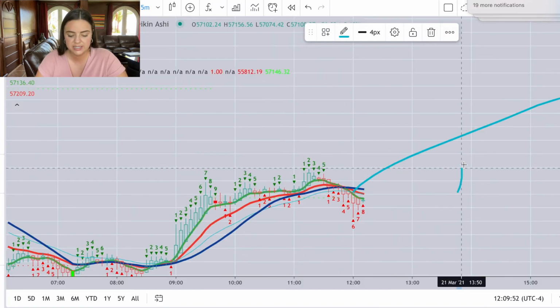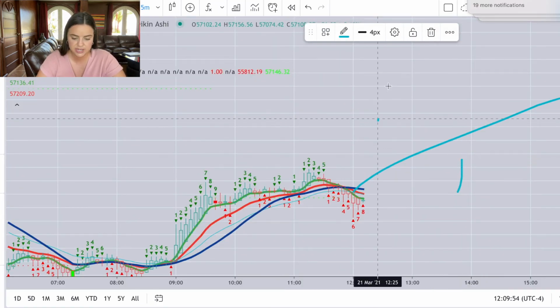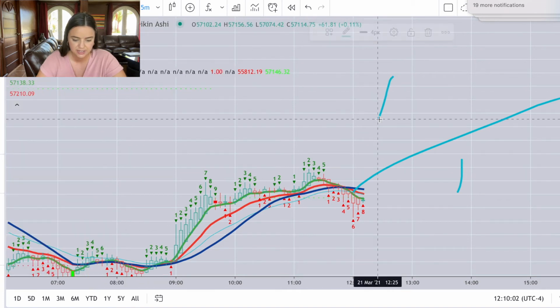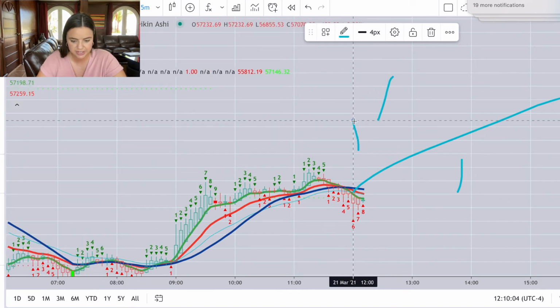The 1 minute doesn't seem to give as much clarity, but I gotta turn this tool off. I don't know what the heck's going on here. Sorry, I just can't get rid of this.